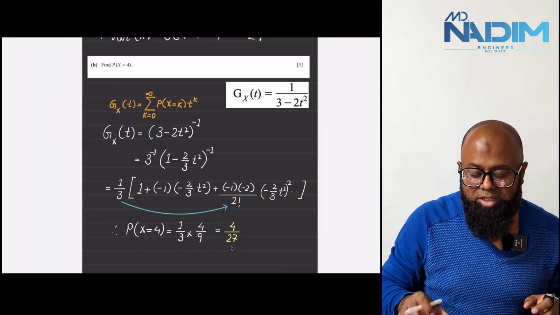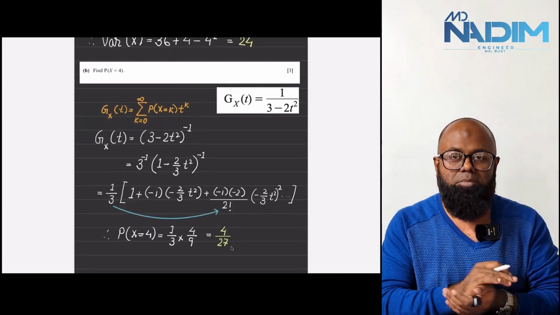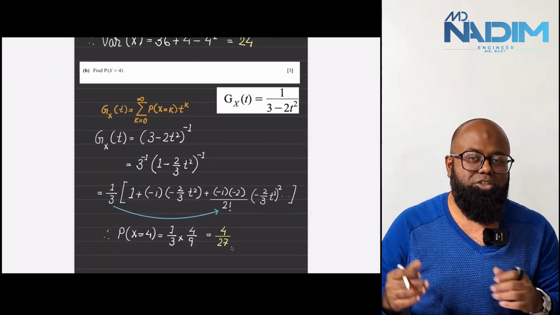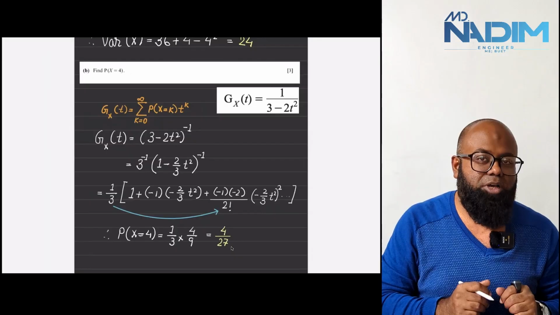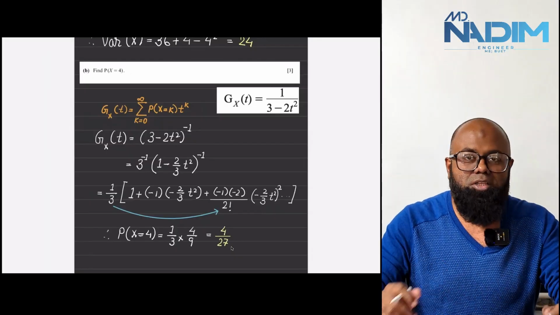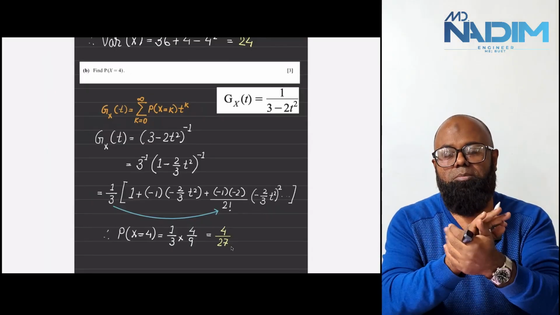So this is how we can get the probability of any value of the random variable by using the probability generating function. Simply expand them by using the concept of binomial expansion and look for the exact coefficient. That's all. So this is all about today's lecture, guys.